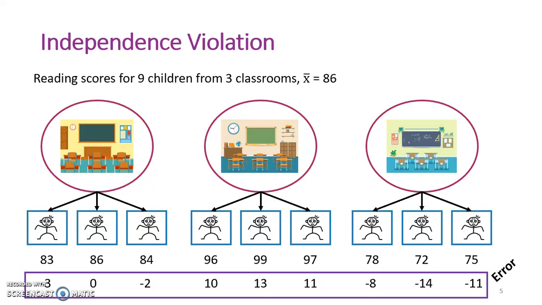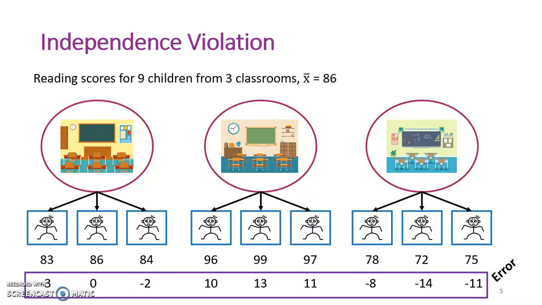When we calculate the error, or the raw score minus the mean, we see that the error scores are also more similar to one another within classrooms than they are to error scores coming from other classrooms. I now show the error calculated on the bottom of the screen using the mean of 86.